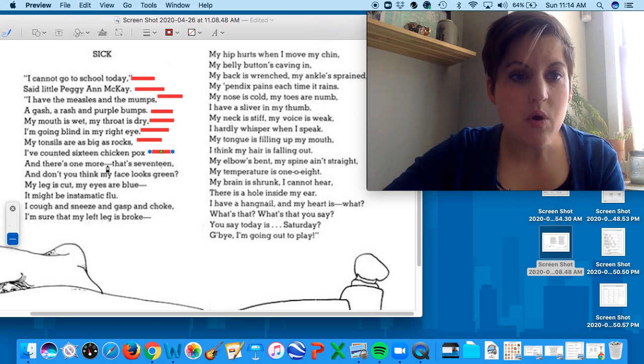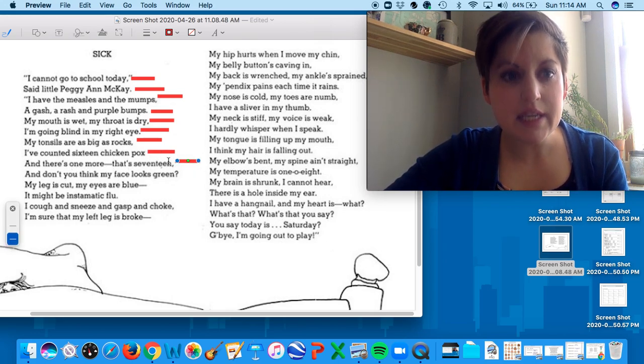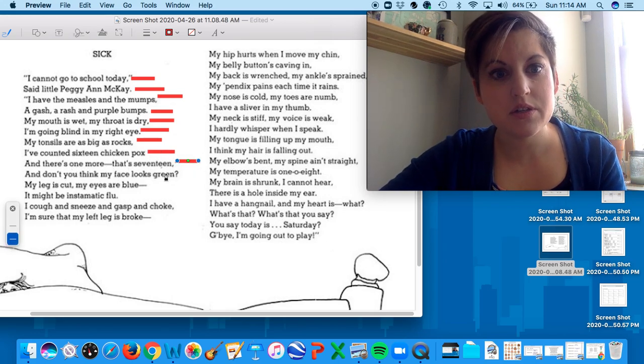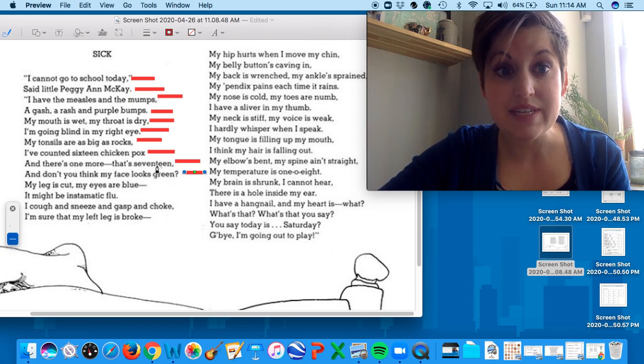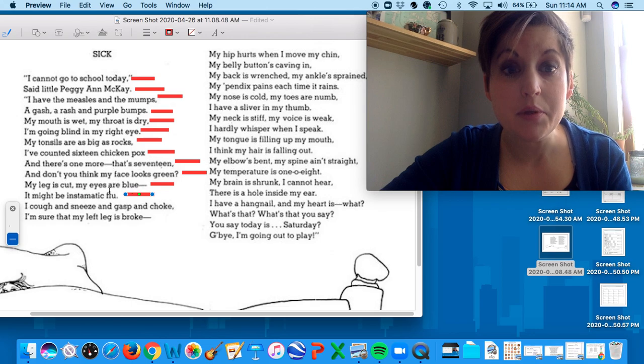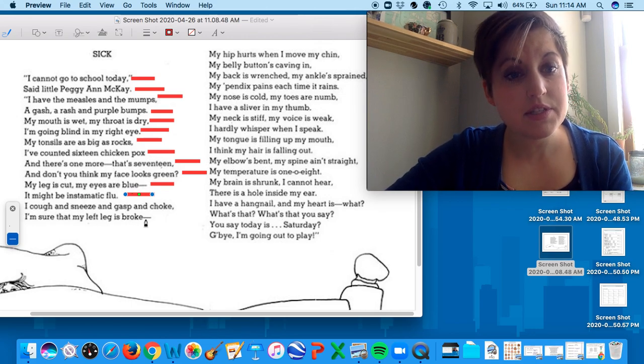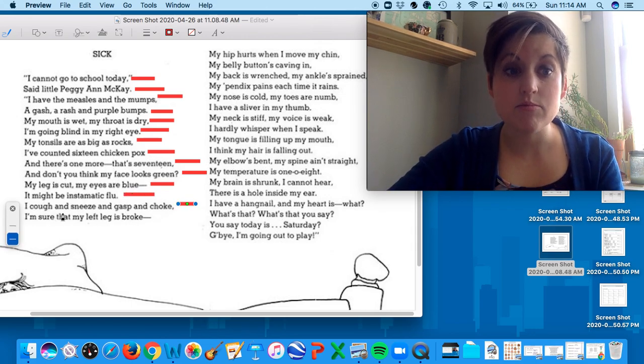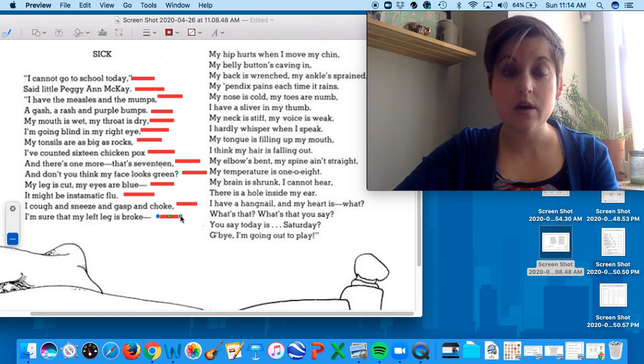And there's one more, that's 17. And don't you think my face looks green? So 17, green. My leg is cut, my eyes are blue. It might be enzymatic flu. Blue flu. I cough and sneeze and gasp and choke. I'm sure that my left leg is broke.